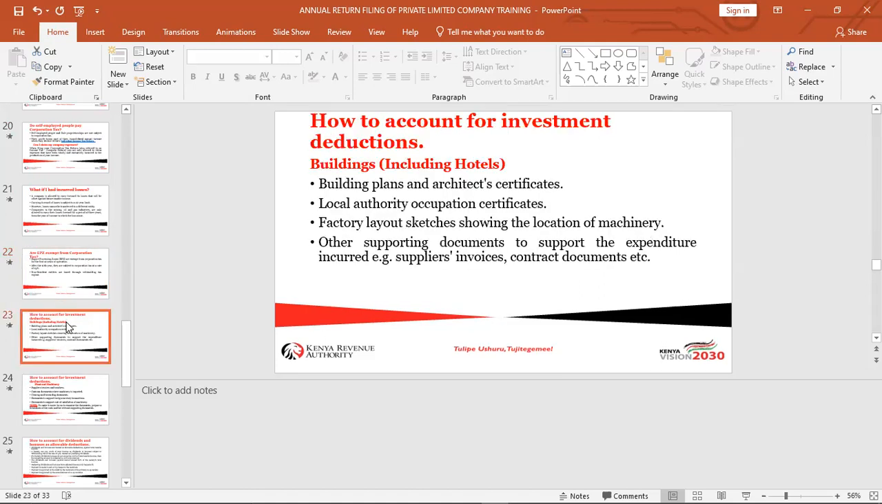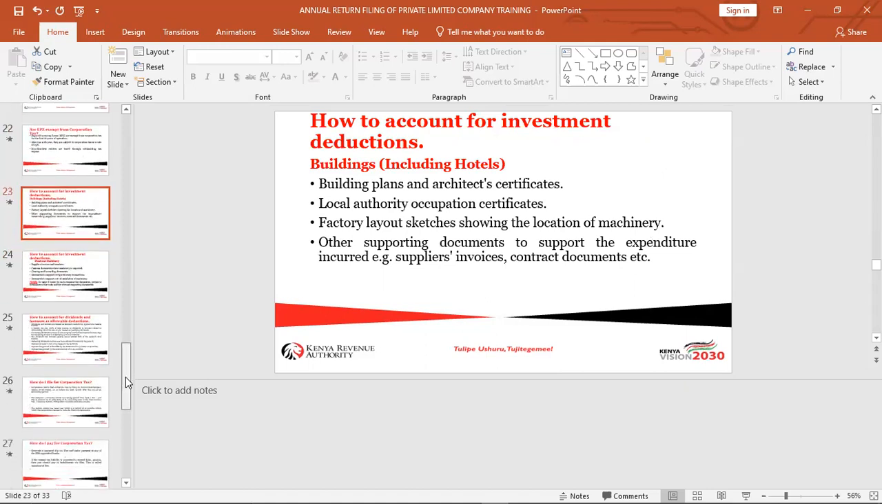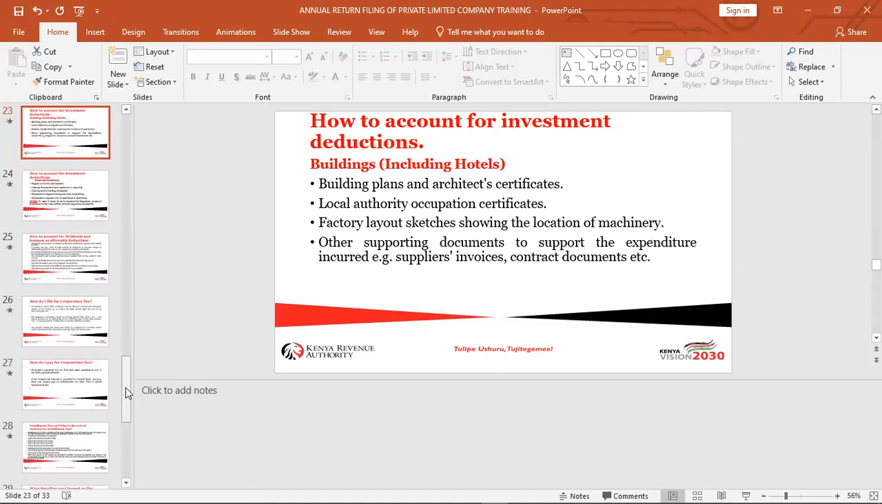Then how do I account for investment deductions? Maybe you are putting up your business. So there are some deductions that you need to make while you are doing your taxes. For example, buildings, including hotels, buildings, plants, and the architect's certificates. The cost you incurred there is called allowable deductions. So you are not taxed on it.